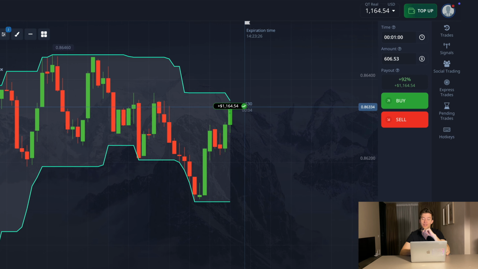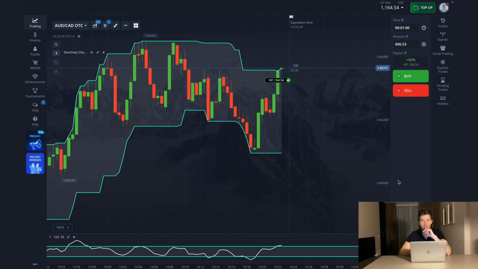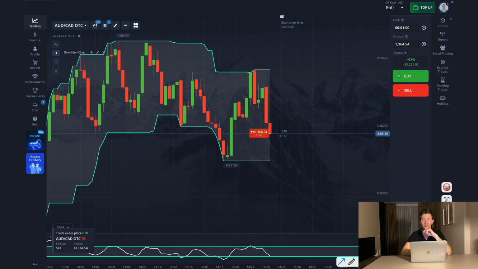Excellent result, plus $558 in profit. Let's continue watching the market. To finish the day, I get a clear signal for a decline. Timer set to 1 minute and I'm opening a sell trade for $1,164. The price approaches a resistance level and almost immediately shows a reaction.